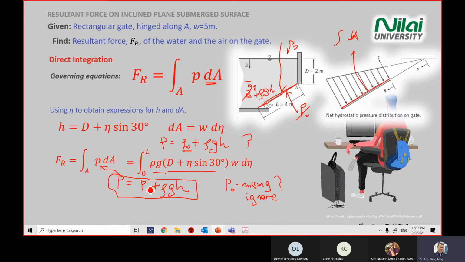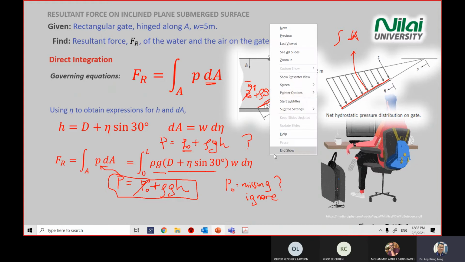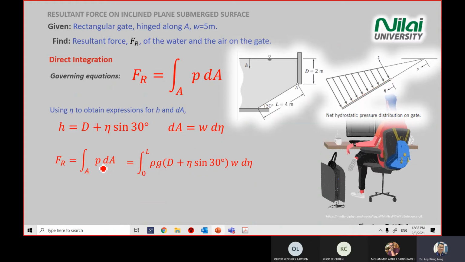Okay, so that's why in our equation here, we don't need to consider P0 in our case. Good answer. So that's why from P here, we can straight away use P equal to rho g h, and our h here is defined as d plus n sine 30 degree. Then we expand our dA to w dn here.